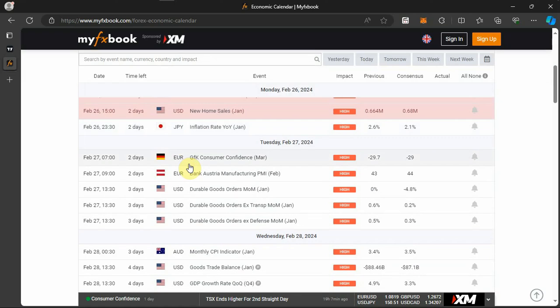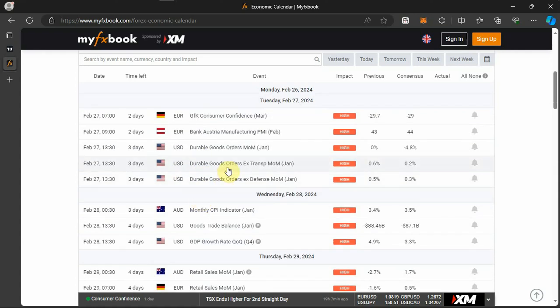On Tuesday, February 27, 2024, we have the GfK consumer confidence for the month of March for Germany. We have Bank Austria manufacturing PMI for the month of February. We have durable goods orders month over month for the month of January for USD. We have durable goods excluding transport month over month for the month of January for USD. We have durable goods excluding defense month over month for the month of January for USD.